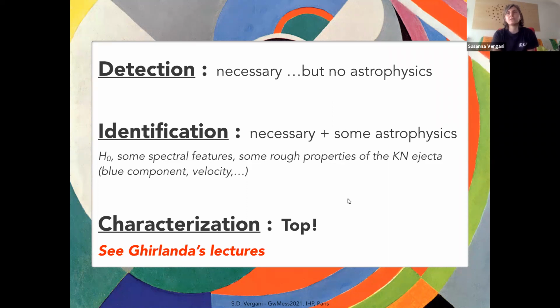To do the real physics and astrophysics, I need a characterization. That means I really need to follow them up for a long time, to follow their light curve, and to have very good spectroscopy, okay? As I said, you will hear more about that next week.